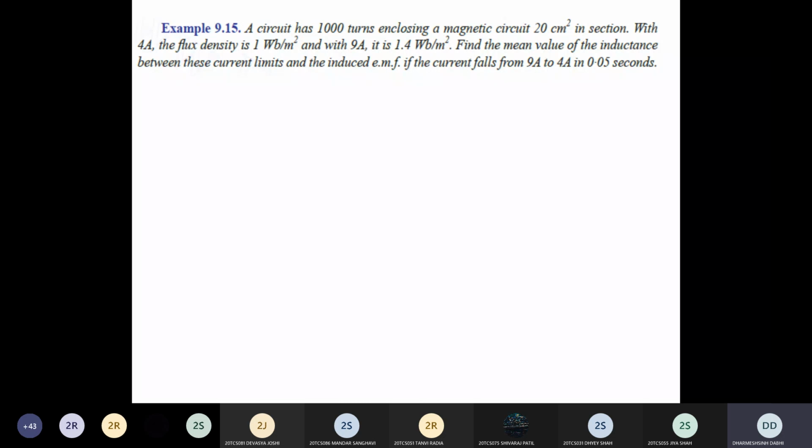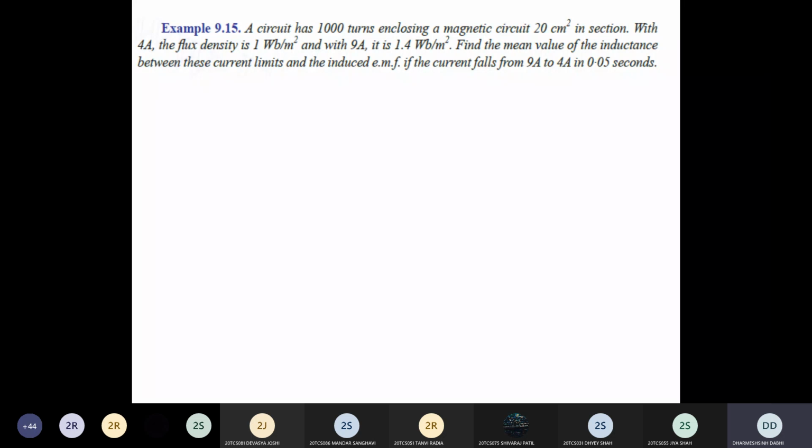Write down this. First example: a circuit has 1000 turns enclosing a magnetic circuit of 20 centimeter square cross-section area. With 4 ampere, flux density is 1 Weber per meter square, and with 9 ampere current it is 1.5 Weber per meter square. Find the mean value of inductance between this current limit and the induced EMF if the current falls from 9 ampere to 4 ampere in 0.05 second.